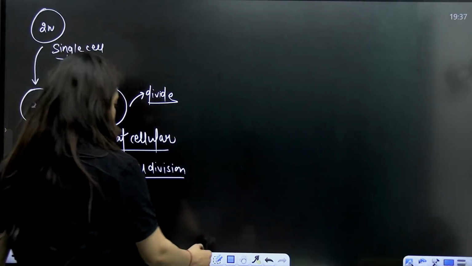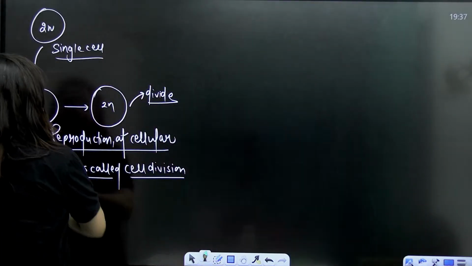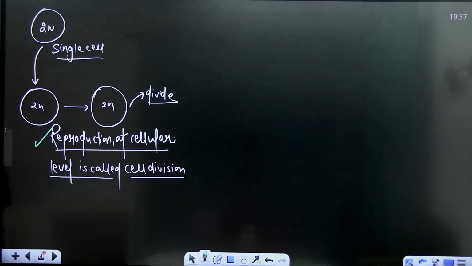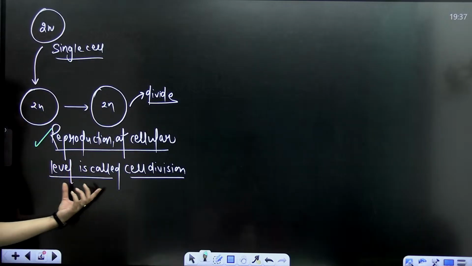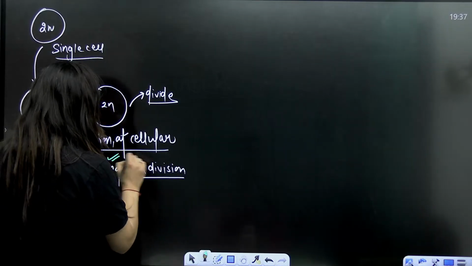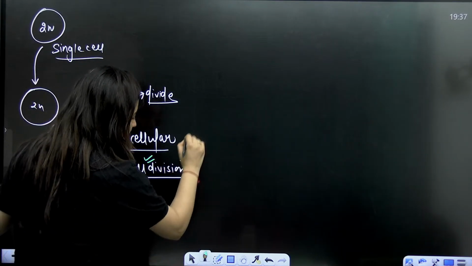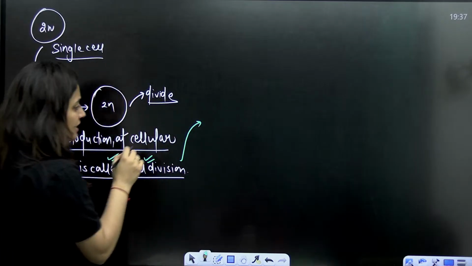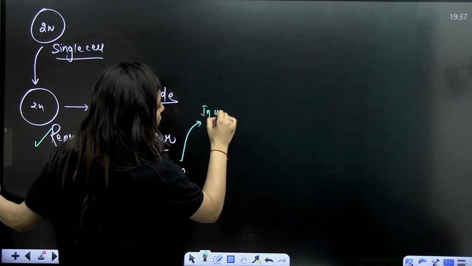Okay, fine. Ma'am, reproduction at cellular level is called cell division. I got your point. Whatever you are saying is true, reproduction at cellular level is called cell division. Now, it is there in NCERT. It means in unicellular organisms.